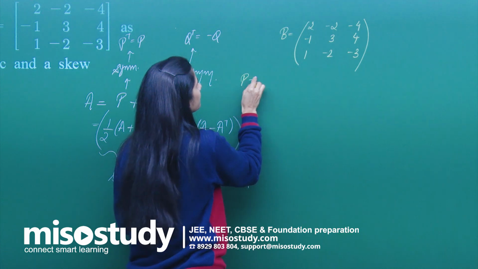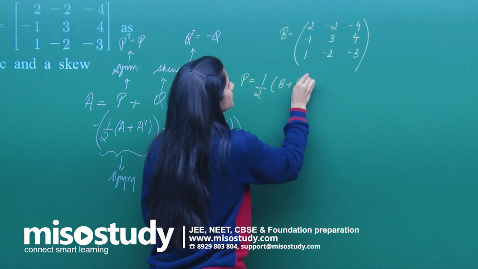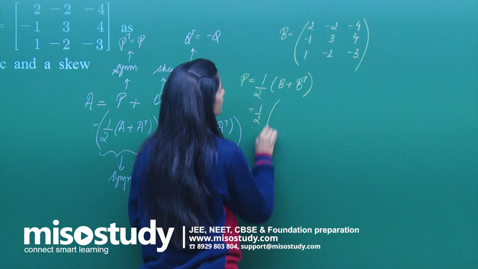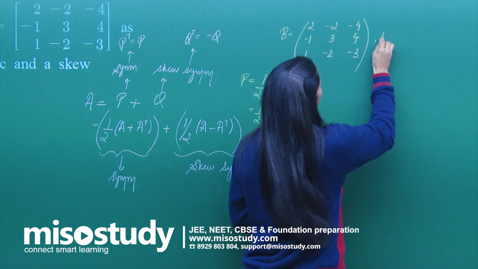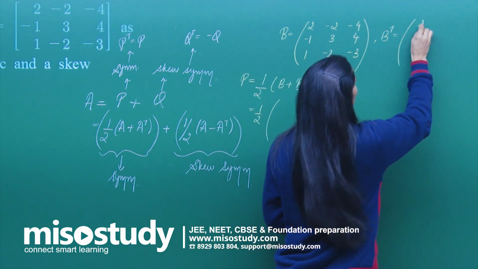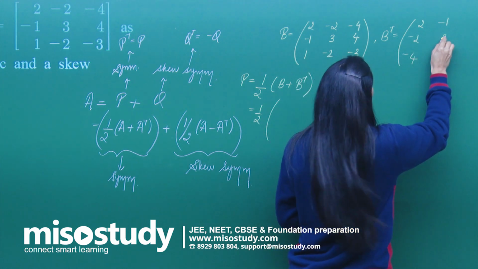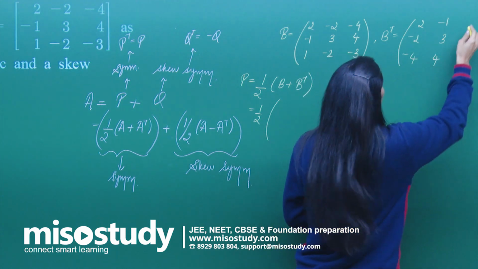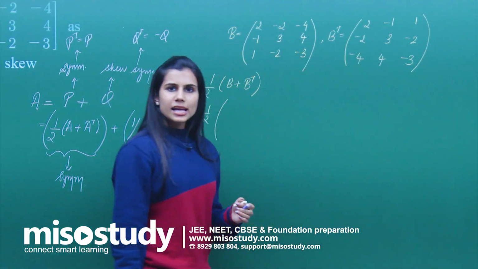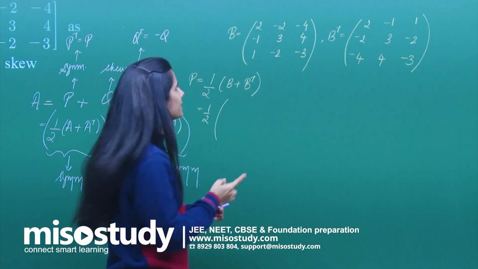Let's first obtain P, which is half of B plus B transpose. What is B transpose? First row becomes first column: 2, minus 2, minus 4. Second row becomes second column: minus 1, 3, 4. Third row becomes third column: 1, minus 2, minus 3. Add B and B transpose, both have the same order, so component wise addition will take place.